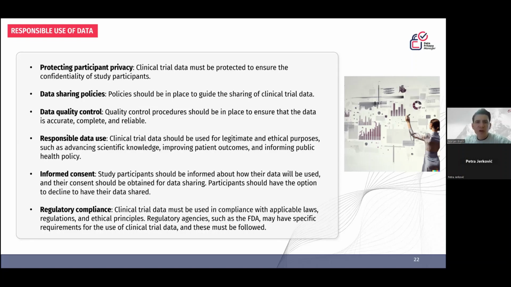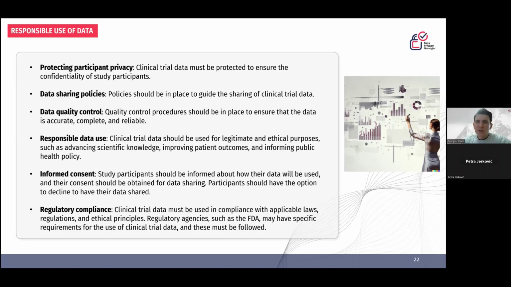And you need to have data sharing policies. So policies about sharing clinical trial data, they should specify the terms and conditions for accessing and using the data, including limitations on data use and restrictions on data sharing. You should have data quality controls in place. And when it comes to responsible data use, the trial data should be used for legitimate and ethical purposes, such as advancing scientific knowledge, improving patient outcomes, and informing public health policy. And data should not be misused or manipulated in any other way.